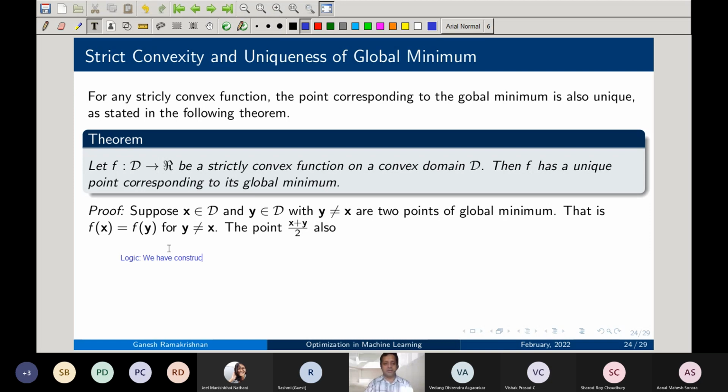The logic is we have constructed. We show that by strict convexity we have constructed a new point which is x plus y by 2, which has function value lower than the previous two claimed points of global minimum. So we're not talking about local minimum anymore. Now this is a contradiction.